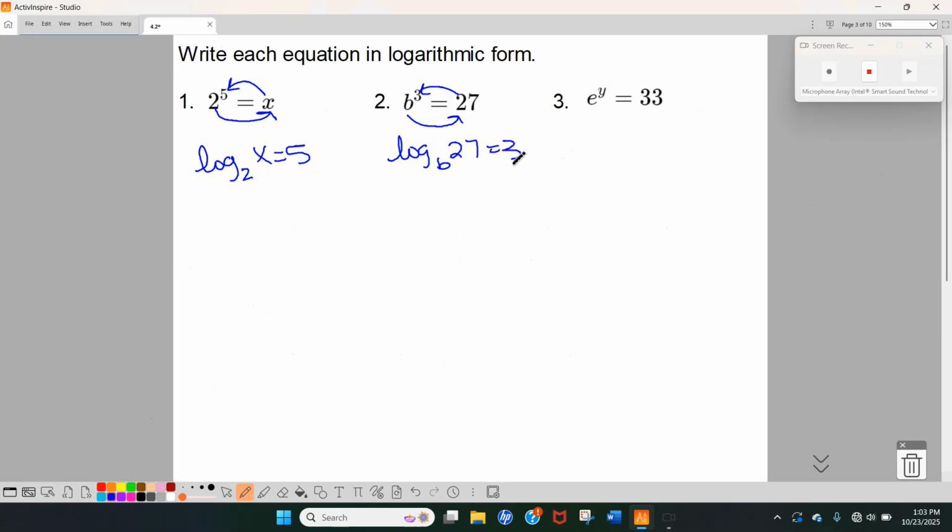This last one, it's log base e of the answer is equal to the exponent. So log base e of 33 is equal to y. And if you remember learning this in Algebra 2, you should remember that log base e gets a special notation. We call it ln. Instead of writing log base e, that's the natural log, and it's ln. And that'll be on a slide coming up that you can write all that down.